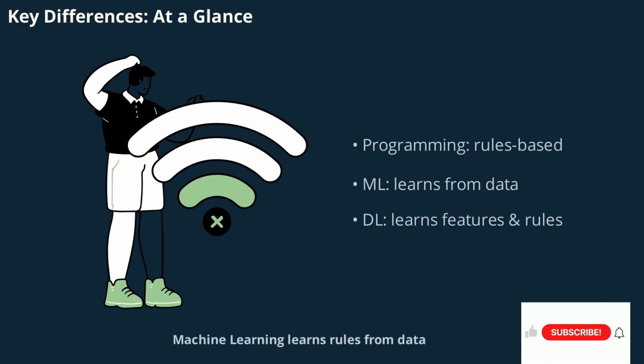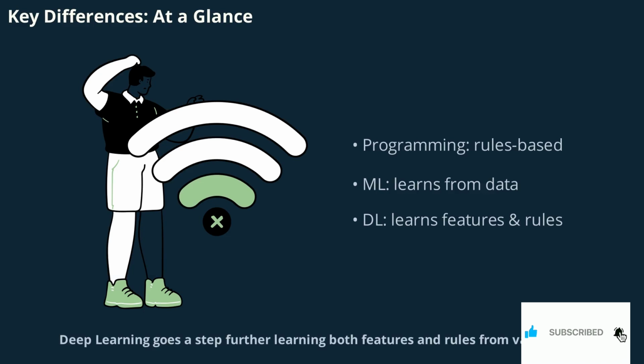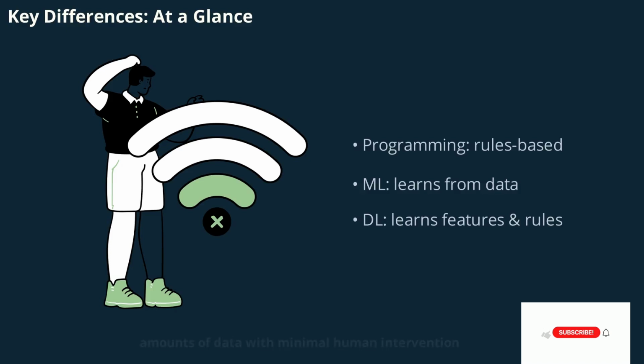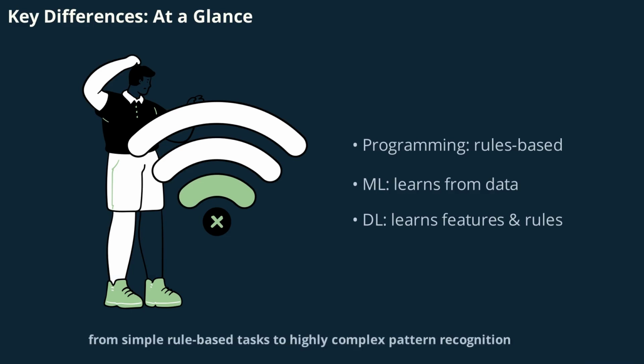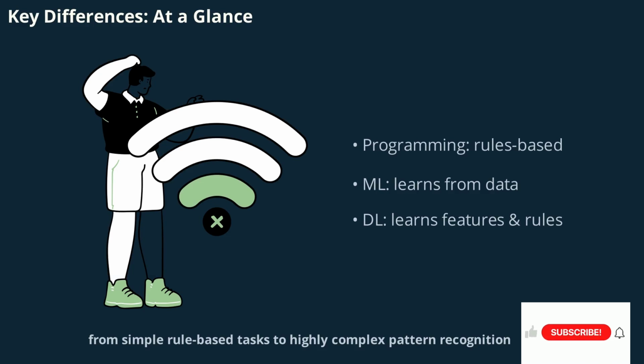Machine learning learns rules from data, requiring a moderate amount of labeled examples. Deep learning goes a step further, learning both features and rules from vast amounts of data with minimal human intervention. Each approach is best suited for different types of problems, from simple rule-based tasks to highly complex pattern recognition.